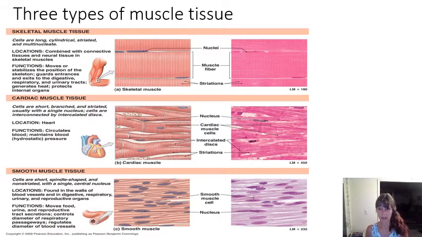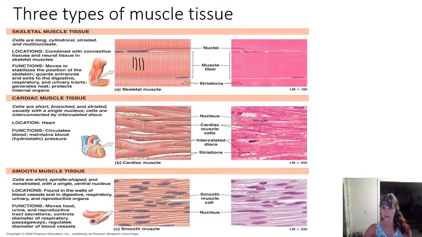Muscle tissue is one of the 4 major tissue types in the human body. Remember, we have epithelial tissue, connective tissue, muscle tissue, and nervous tissue. We have 3 types of muscle tissue, including skeletal muscle tissue, cardiac muscle tissue, and smooth muscle tissue. When we look at skeletal muscle tissue first, we see that the cells of skeletal muscle are long and cylindrical. They're also striated, which means they've got these lines that run perpendicular to the length of the skeletal muscle fiber.